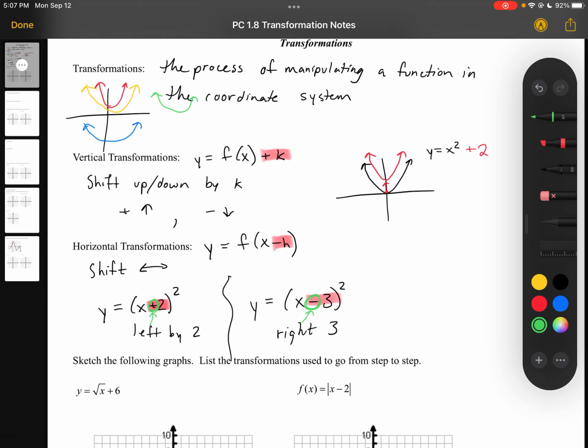And that's the whole reason why it's negative h here, is it's the opposite. That's just what I was telling you. It's the opposite of what you see. So if you see a plus 2, so like down here you see a plus 2, it's actually the opposite of that. It's a minus 2, so that's why we move left by 2, because it's a minus 2 in that case. So h in this case is minus 2. Same thing with the next one. In this case, h is actually positive 3, so that's why we move to the right by 3.